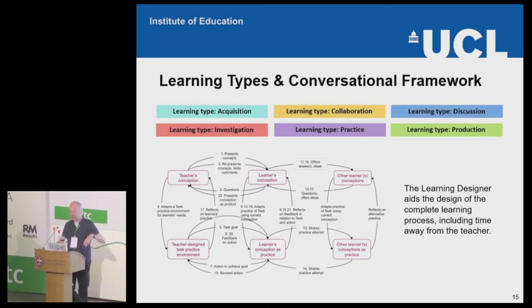More recently, Diana Laurillard has distilled these learning types, these six colored things here: acquisition, collaboration, discussion, investigation, practice, and production. You've seen them in the ABC workshops, but I've seen them elsewhere as well. They seem to strike a chord, and they can represent any activity under the sun that you can imagine. Whether you do resource-based learning, collaborative exercises, debates and so on, you can represent this as a combination of these learning types. And that works quite well.